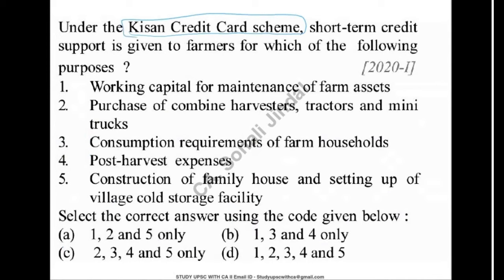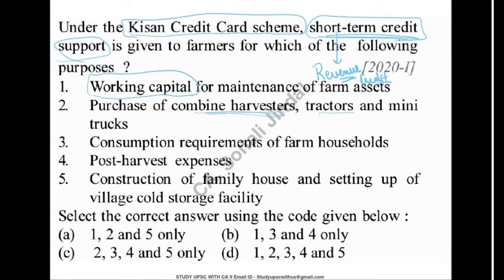Here, under the Kisan Credit Card Scheme, short-term credit support. With short-term, what you can equate it with revenue credit. That means for the short term. First, working capital for the maintenance of farm assets. Let's assume you're not aware of the working capital.